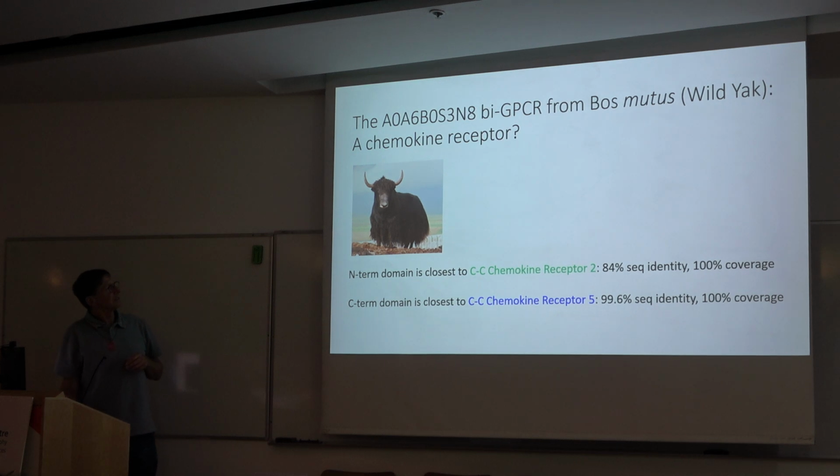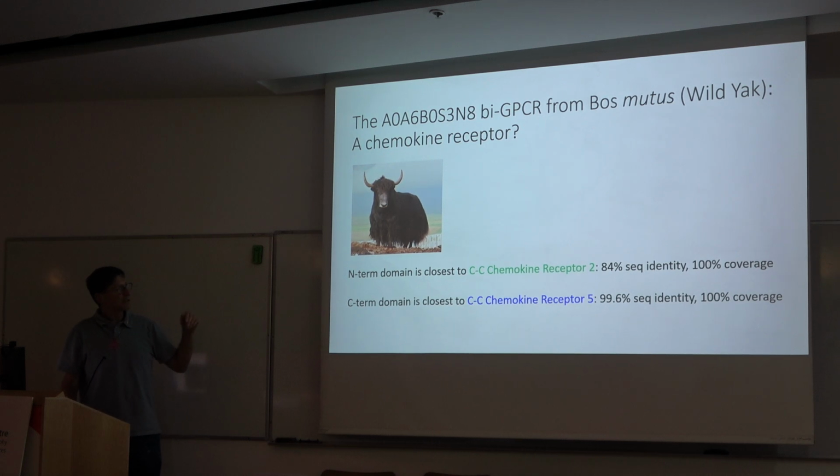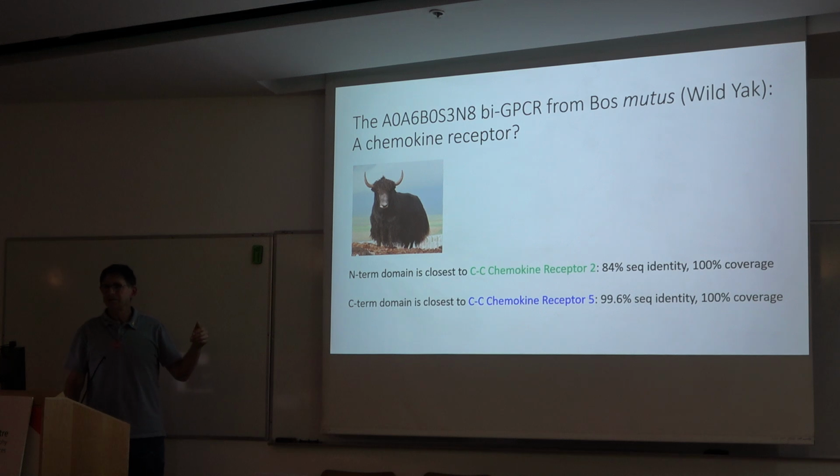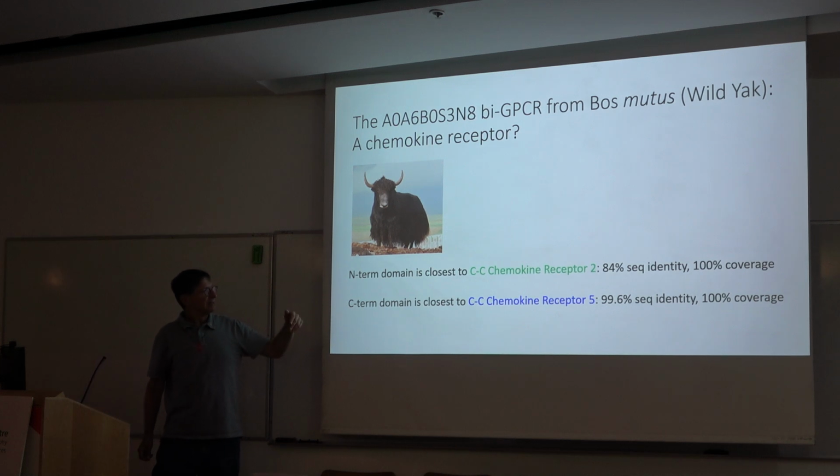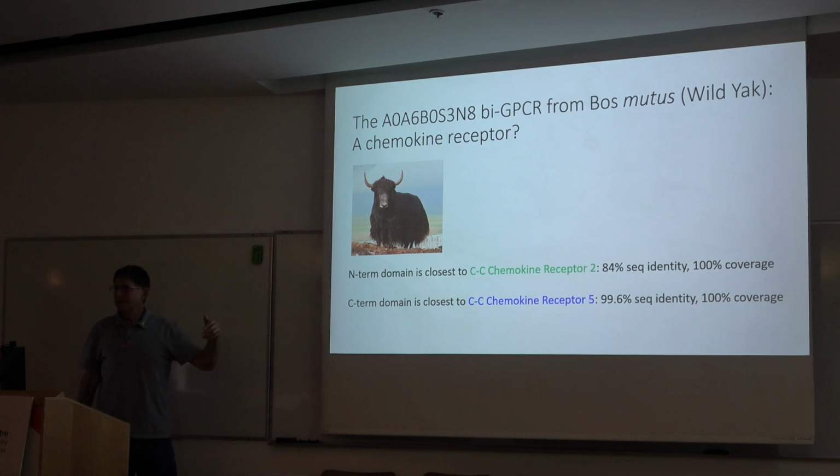Here is a particular case from wild yak, which combines chemokine receptor 2 and chemokine receptor 5 next to each other. And here we are pretty sure about the prediction, because there's 100% coverage and very high sequence identity between what we see in our putative multi-GPCR and the known annotated receptor. So it's a combination of 2 and 4 chemokine receptors.